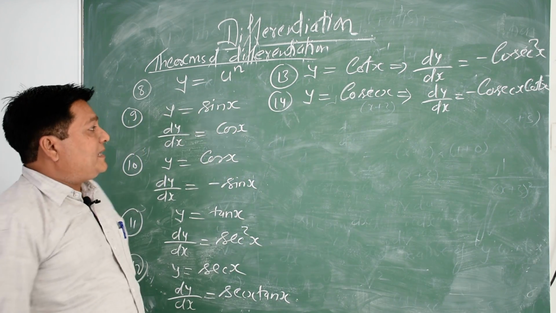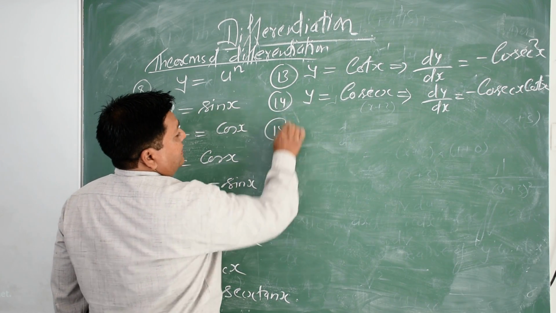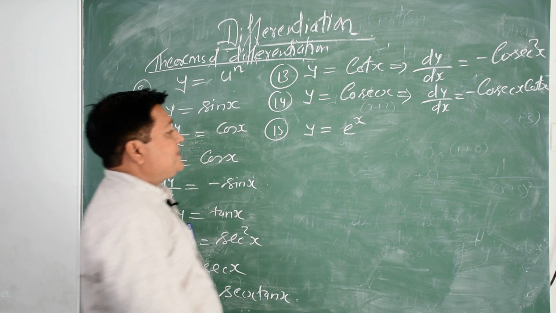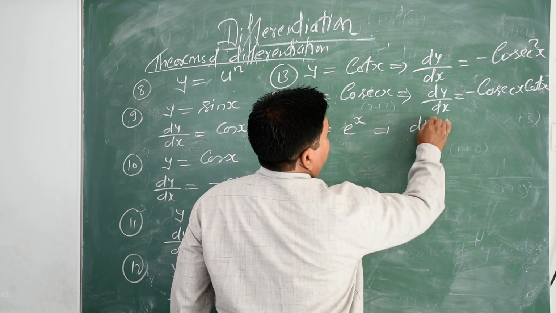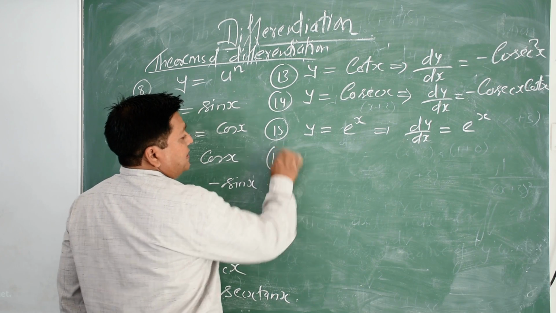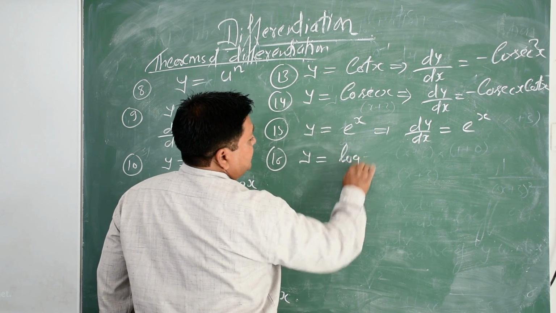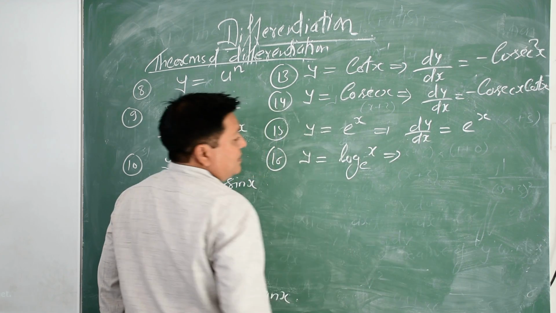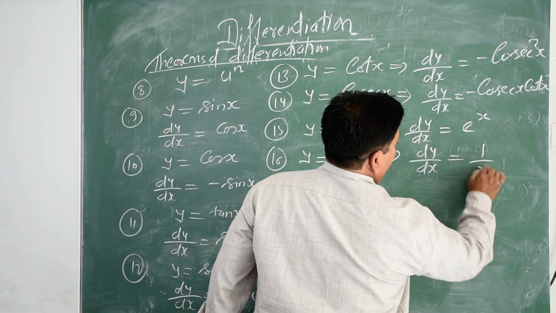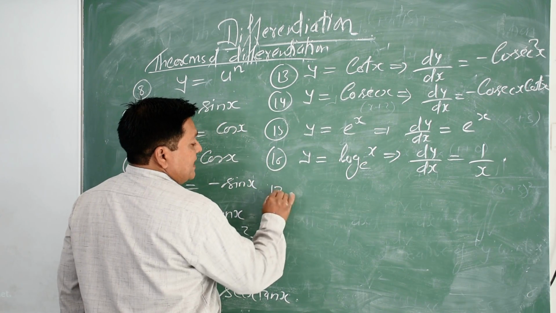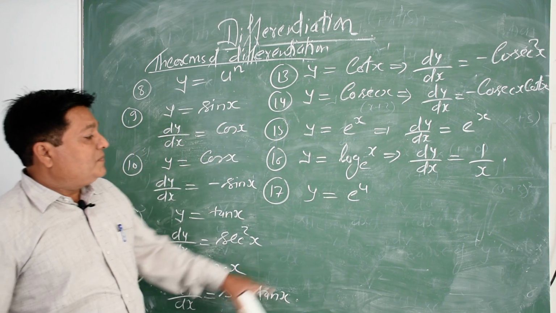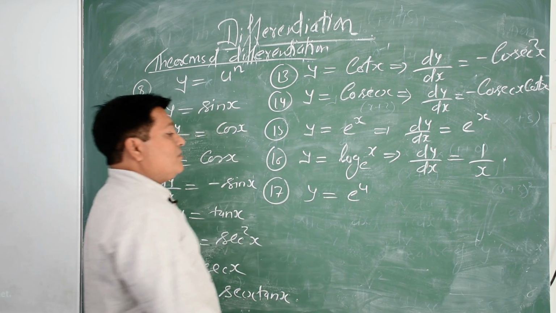Another, some terms related: if y is equal to e to the power x, then its differentiation will remain the same, dy by dx is equal to e to the power x. If y is equal to log x to the base e, then its differentiation dy by dx will become 1 upon x. Suppose that if y is equal to e to the power u, now u is a function of x, how do we solve it?